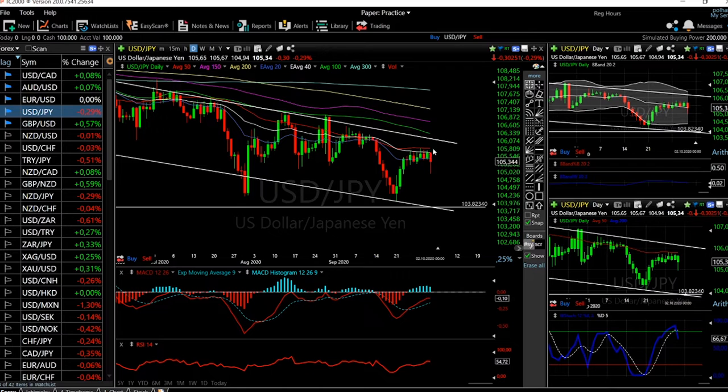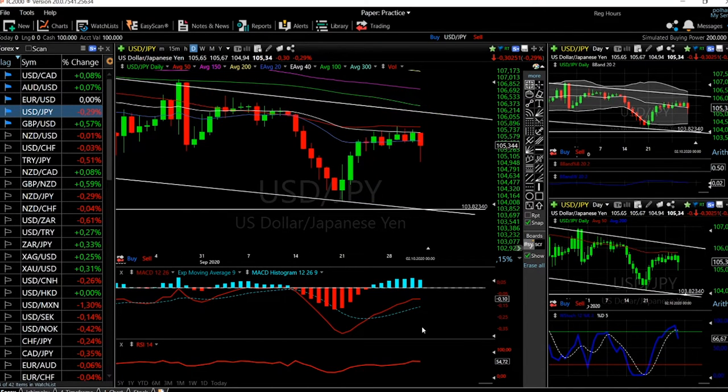If we were to break up, then we have all of these resistant areas here that will act as resistance. If you look at technical indicators, they are not promising. The MACD is about to turn around, indicating bearish momentum. It will cross the signal line probably within the next 2 or 3 trading days. The RSI is also looking like it's about to turn around, indicating bearish momentum. And the stochastic has turned around, crossed the signal line, and it is indicating that it's going to push this market lower.